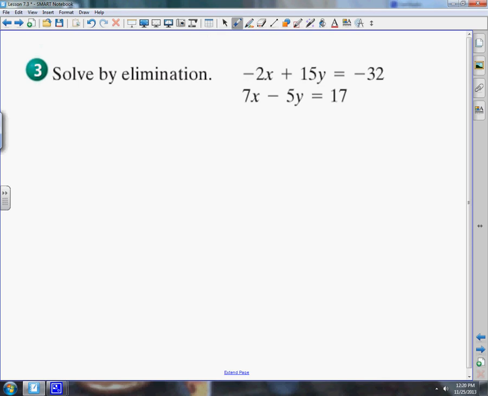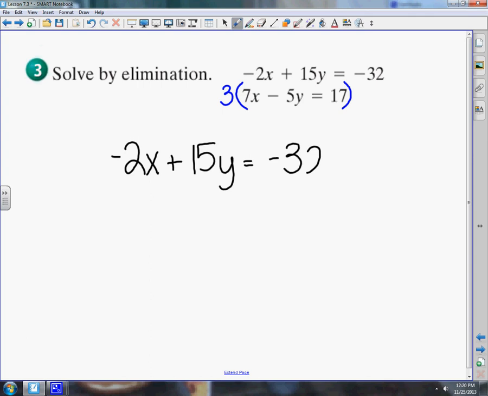Okay, when I look at this, 2 and 7 don't really go into each other very well. However, 15 and 5 do. So if I took this whole bottom equation and multiplied it by 3, then I would have a 15 right here, and those two would cancel each other out. So I'm going to do that. I'm going to rewrite my top equation: negative 2x plus 15y equals negative 32. Now I'm going to multiply that whole bottom line by 3. So then I get 21x minus 15y equals 51.